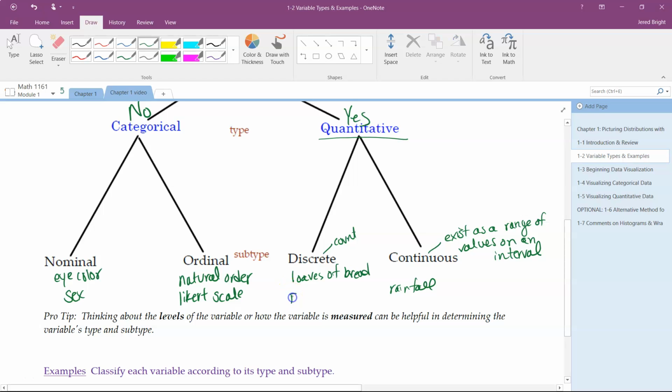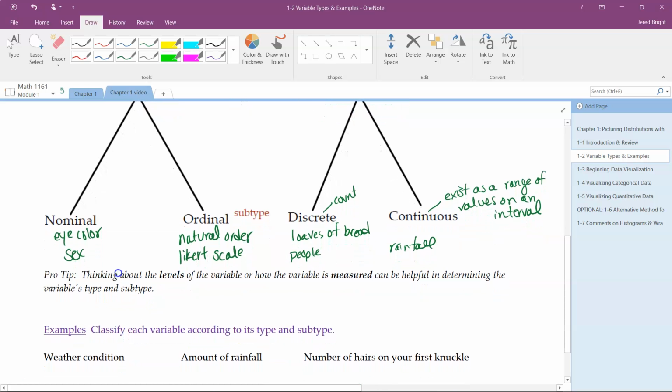Or you can count the number of people in a room. Those are all examples of discrete quantitative variables. But again, just to emphasize, your textbook does not classify these two subtypes. And again, to help you think about this classification scheme, it could be helpful thinking about the levels of those different outcomes and how it's measured.